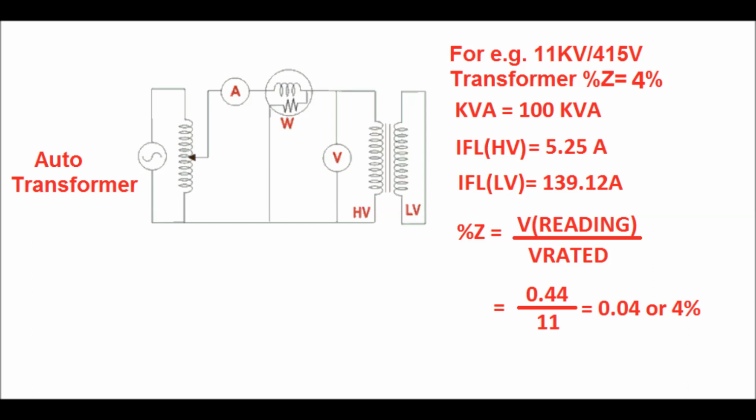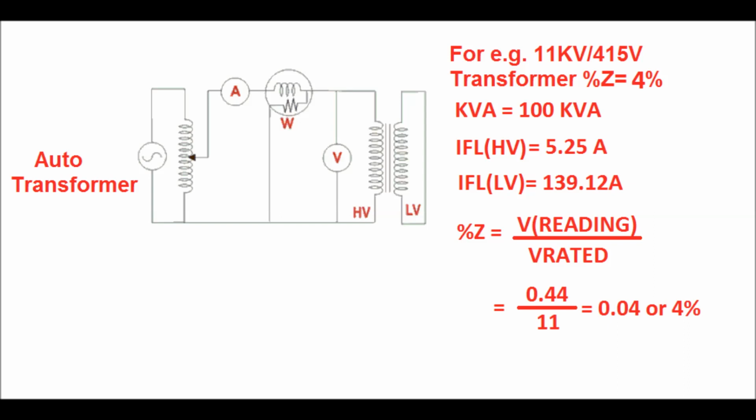Now a short circuit test is carried out by keeping the LV side shorted and a variable voltage supply is given in the HV side by means of an auto transformer, and a voltmeter, ammeter and wattmeter arrangement is done in the HV side. The voltage is gradually increased in the HV side until the rated current flows in both sides of the transformer. At the voltage at which the rated current flows, this reading is recorded by means of the voltmeter.